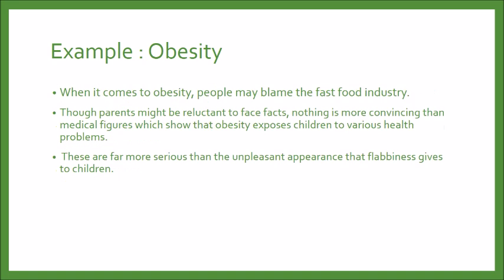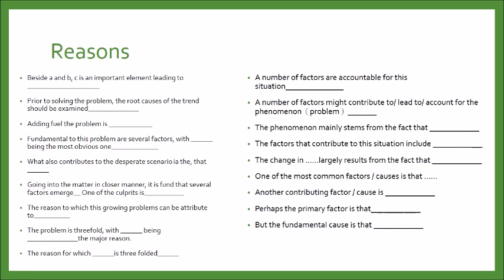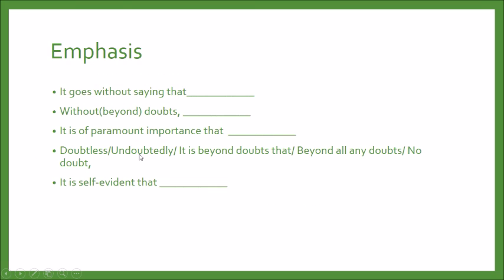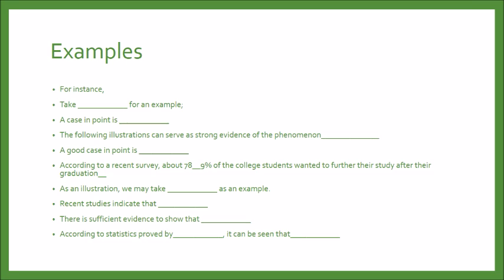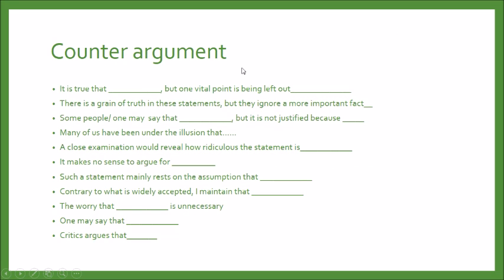And then when it comes to reasons, you may use this kind of sentence pattern as well. And then you may use "it goes without saying that" to emphasize a particular point. And then for giving examples, you may say "for instance," and then you may say "take something for example." And then for counter-argument, I think it's important for you to raise an argument first, and then you have evidence to refute it. So these are some useful sentence patterns.